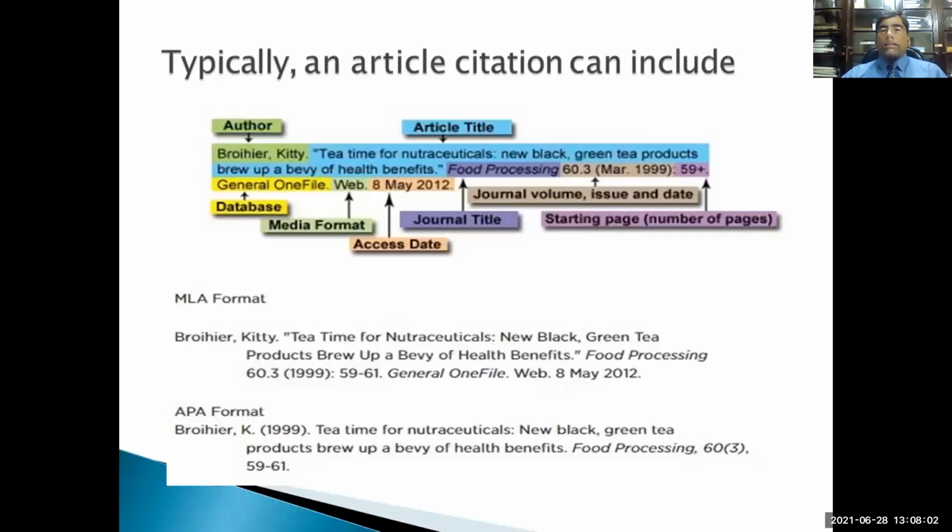Similarly, an article citation can include author, article title, journal title, ISSN, page numbers, and then other information. It might also include the database name and the access date, and below you can see the two formats, MLA format and APA format. You can see the citations of the article.